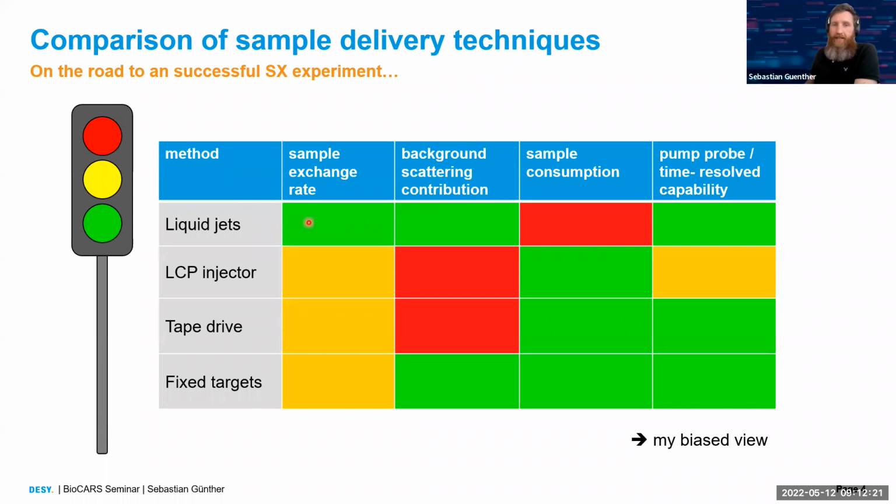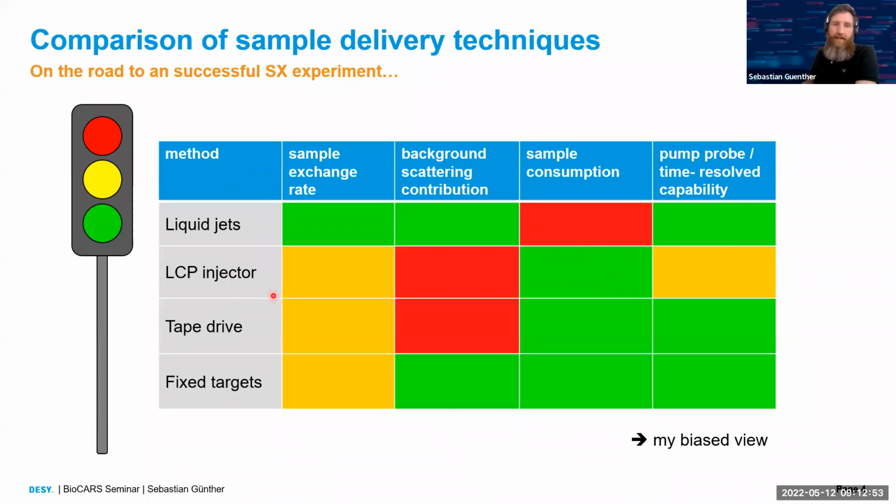So if you have liquid jets, you can reach very fast sample exchange rates, and this is optimal, for example, for XFELs, or for example at the European XFEL, where you have megahertz X-ray pulses arriving, and you need to have a new, fresh sample for each X-ray pulse. If the jet becomes very thin, you also have low background scattering. However, you usually have quite a high sample consumption, and they are widely used for pump probe experiments.